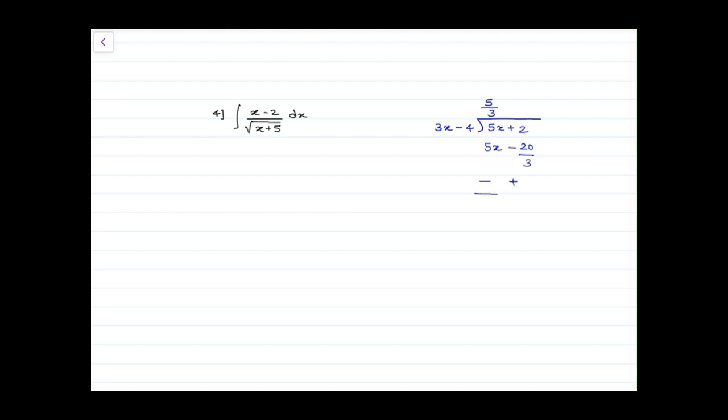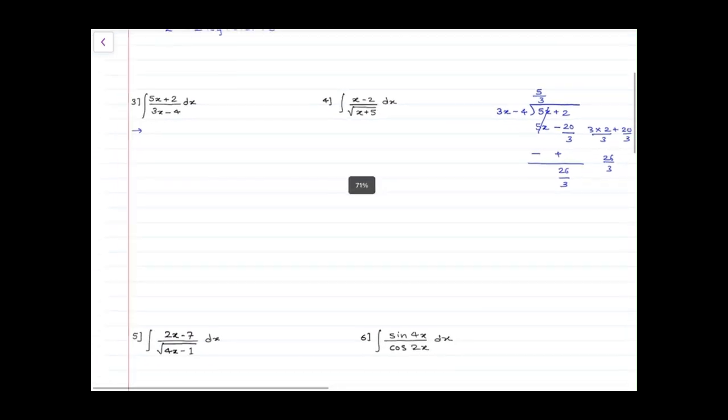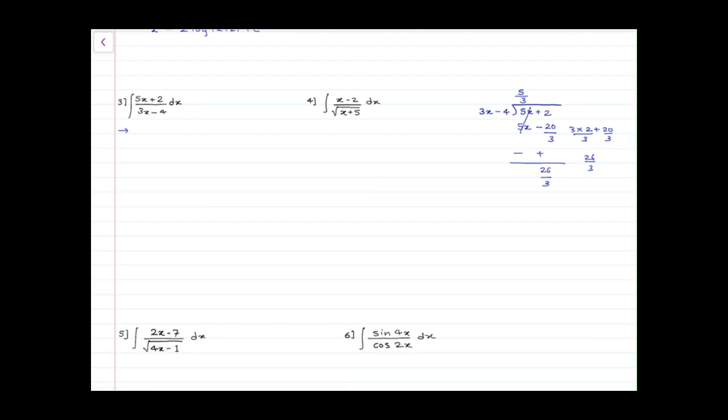Now again we need to change the signs, and 5x minus 5x will get 0. 2 minus 20 upon 3. So I'm solving it. So for making the denominator same, I multiplied with 3, divided with 3 and solved. I get 26 upon 3. Again we need to replace the equation in the numerator by using the same formula, dividend equal to divisor into quotient plus remainder. So 3x minus 4 multiplied with 5 by 3 plus 26 by 3 divided by 3x minus 4.